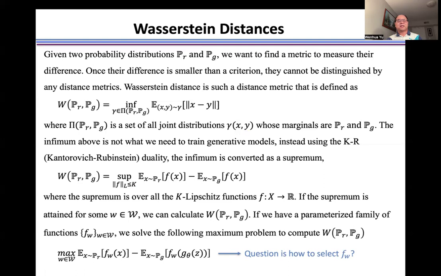Instead, using the KR duality, the infimum is converted into a supremum, where the supremum is over all the K-Lipschitz functions f. If the supremum is attained for some w, we can calculate the distance between PR and PG. If we have a parameterized family of functions fw, we can solve the following maximum problem to compute the distance. The problem is how can we select the function fw.